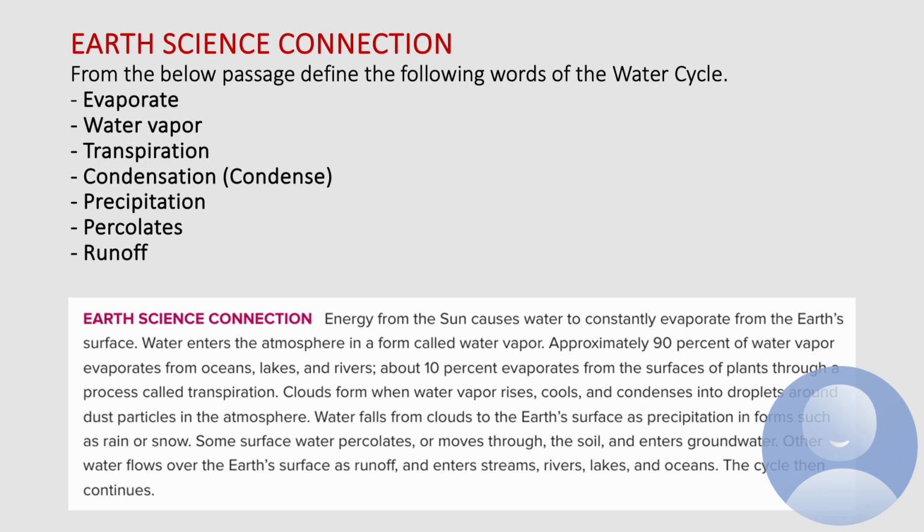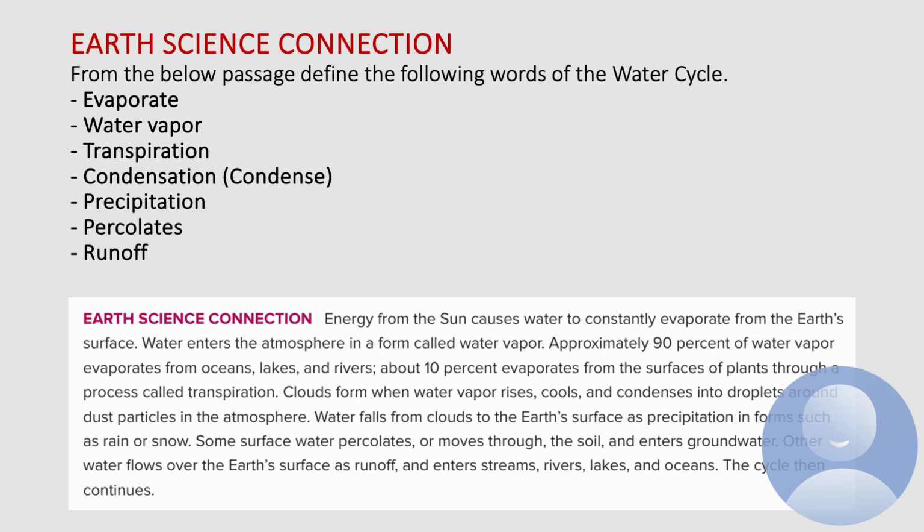Clouds form when water vapor rises, cools, and condenses into droplets around dust particles in the atmosphere. Water falls from the clouds to the Earth's surface as precipitation in forms such as rain or snow. Some surface water percolates, or moves through the soil, and enters groundwater. Other water flows over the Earth's surface as runoff and enters streams, rivers, lakes, and oceans. And then the cycle continues.